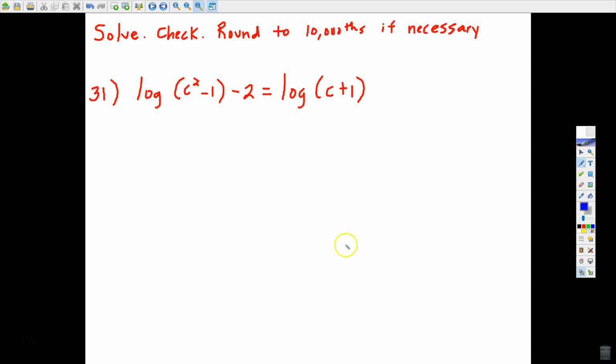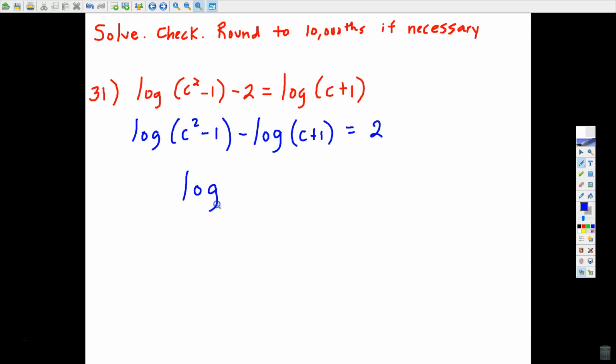Okay, let's solve this log equation. And we've got to take multiple logs and combine them into one. And in order to do that, I need to put my log expressions on the same side. So I'm going to subtract log base 10 of c plus 1 from both sides, and I'm going to add 2 to both sides. The purpose for that is I need these logs to be on the same side so I can put them together as a single log using the quotient property.